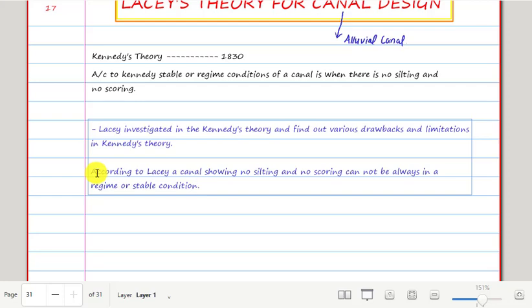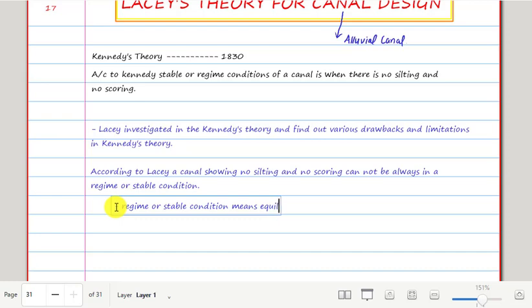Okay, what was the regime condition? We have defined that regime or stable condition means equilibrium condition, right? That means silting and scouring both are 0, or you can say that silting is equal to scouring. This is known as regime or stable condition.